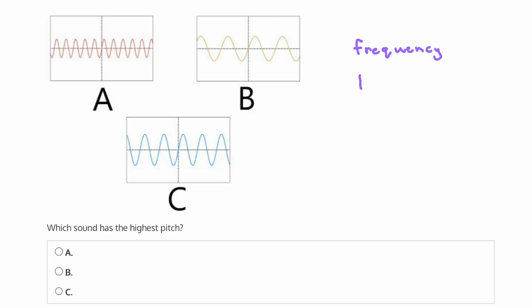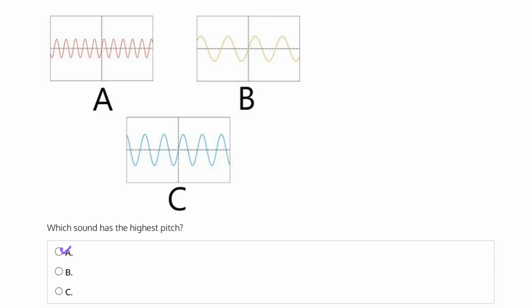So if we apply all this information to A, B, and C, we can see a few things. First of all, we can see in B that the wavelength in B is much longer than the wavelength in both C and in A. And if B has the longest wavelength, then it has the smallest frequency, which means it does not have the highest pitch. Likewise, if we compare A and C, we can see the wavelength of C is greater than that of A, and therefore C has a lower frequency and therefore a lower pitch. So we know that A has the highest pitch and is the correct answer.